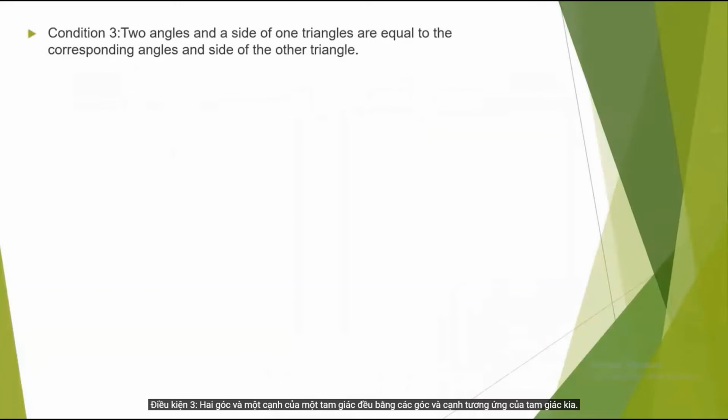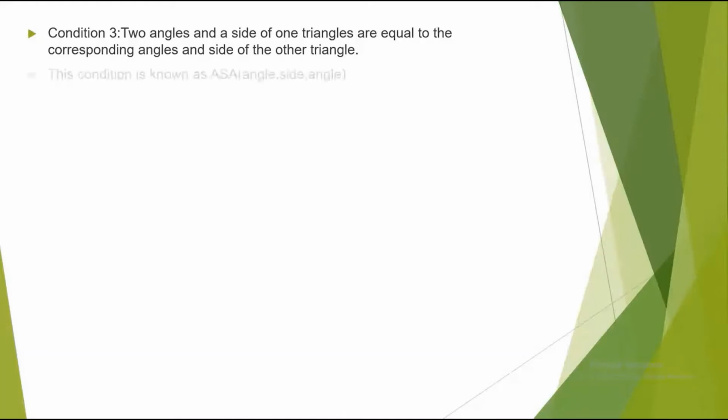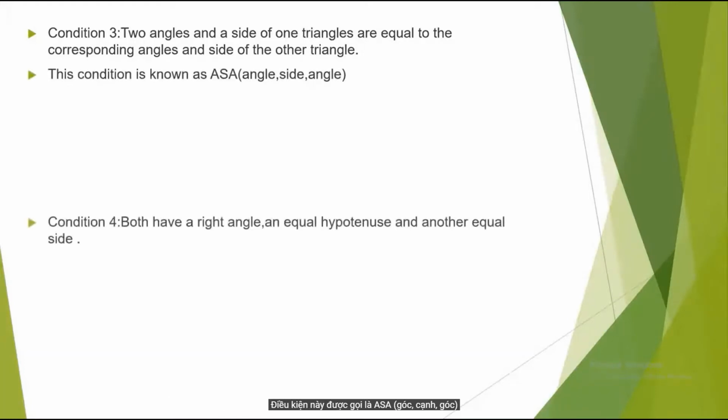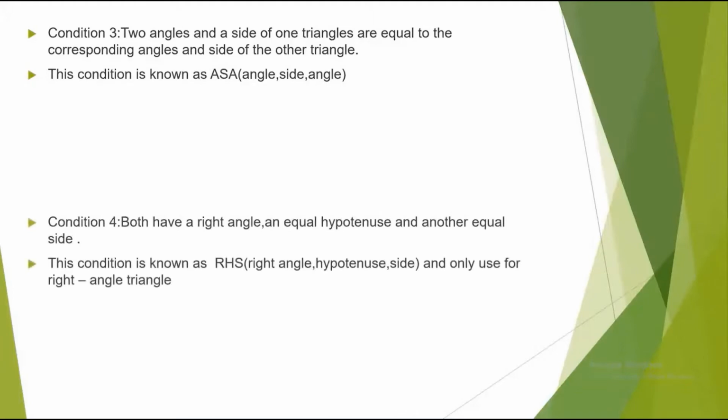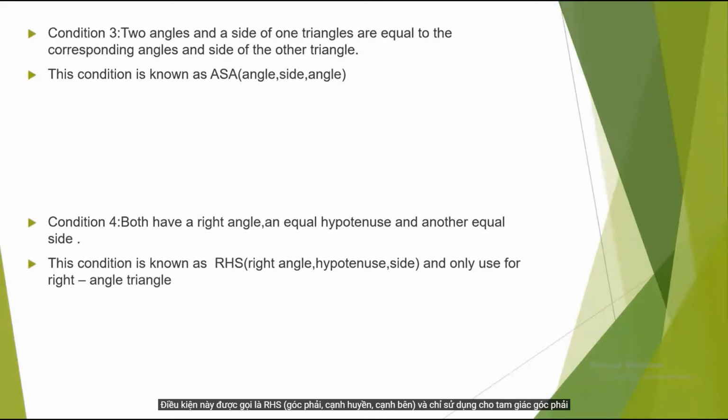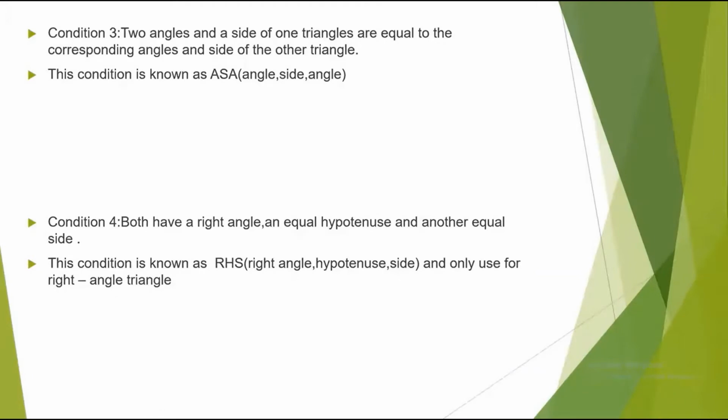Condition 3: two angles and a side of one triangle are equal to the corresponding angles and side of the other triangle. This condition is known as ASA, meaning angle side angle. The fourth condition is both have a right angle, an equal hypotenuse, and another equal side. This condition is known as RHS, meaning right angle hypotenuse side, and is only used for right-angled triangles.